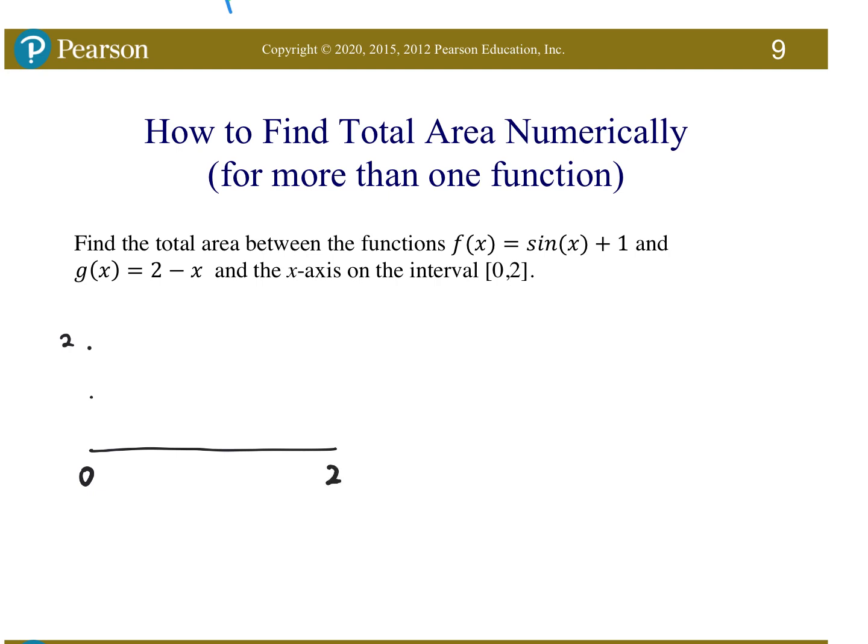So if I'm going from 0 to 2, my line is just going to look like this. But then my sine graph starts at the number 1 and then ends up crossing over. All right, what do you think is the most important thing to find first? Yeah, but first, before I can find the area. Yeah, where they intersect. I need to know where these two things cross each other.